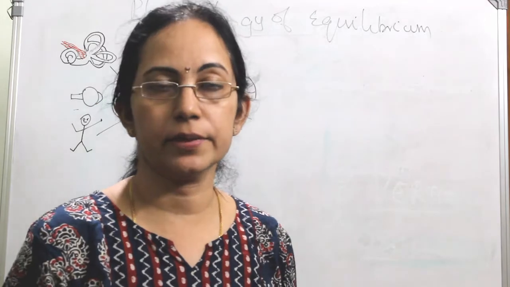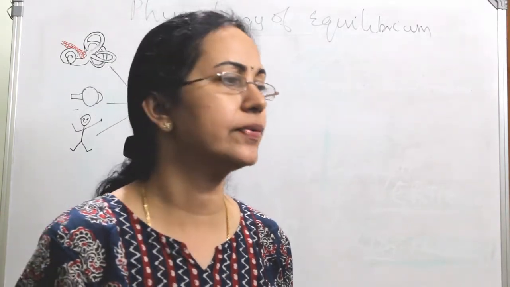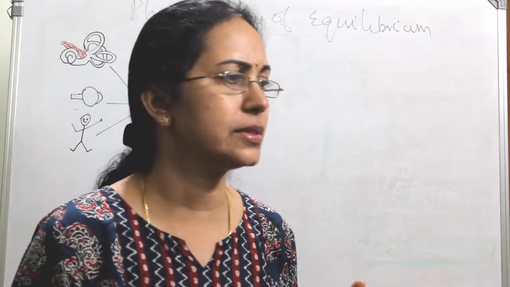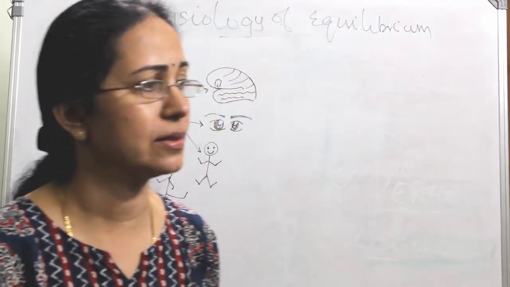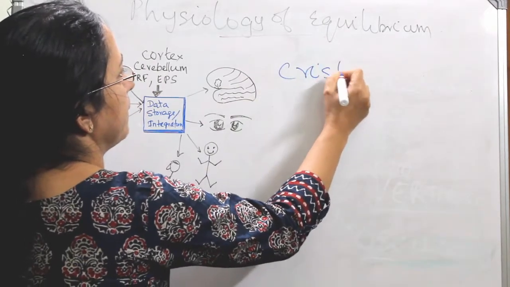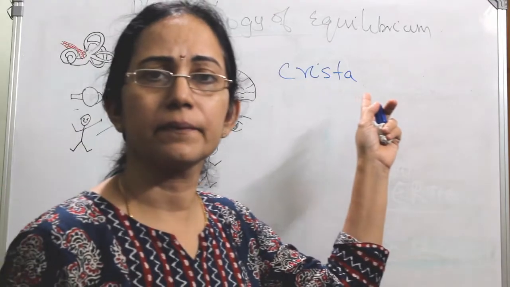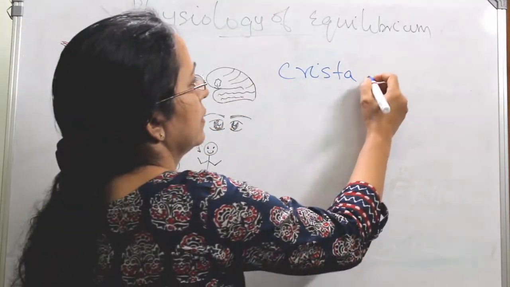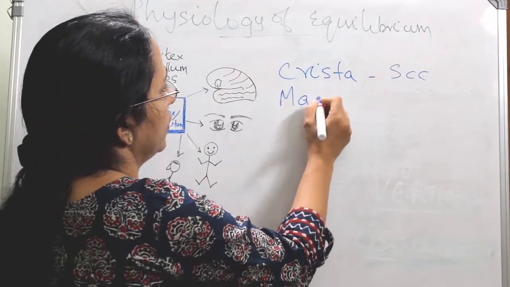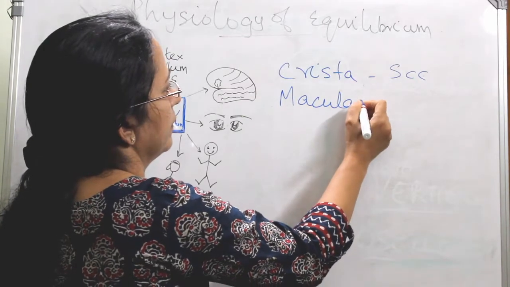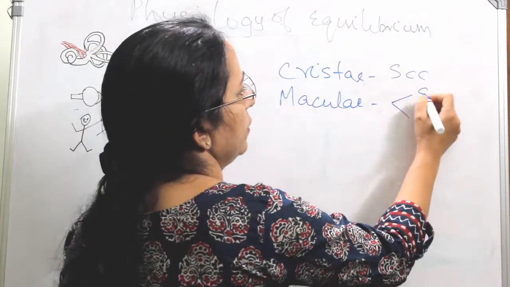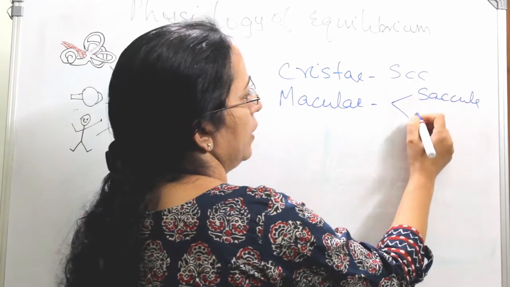Before going to the vestibular functions in detail, we can refresh about the sensory epithelium. What is the primary sensory cell? It's a hair cell, isn't it? There are cristae, where the crista comes in the ampullated end of the semicircular canal, isn't it? And there are maculae, which are in the saccule and also the utricle.